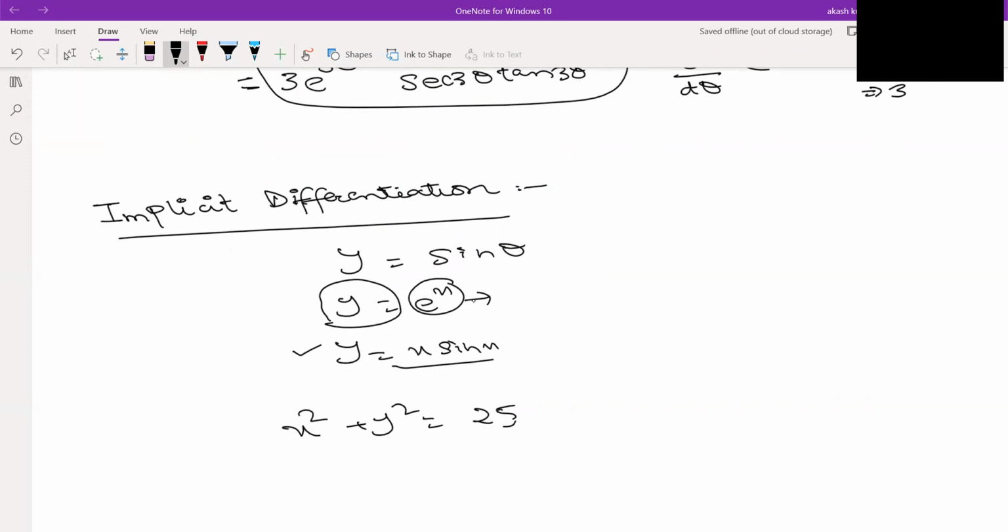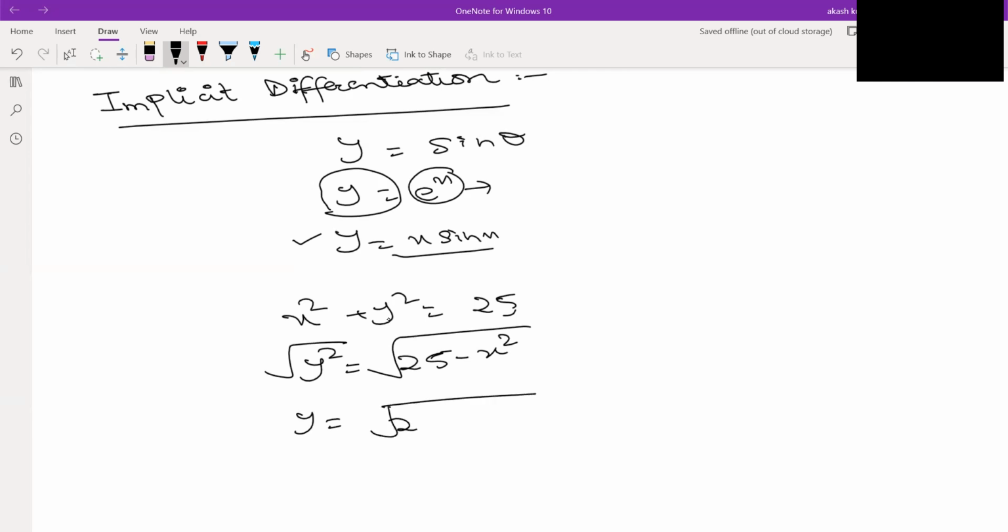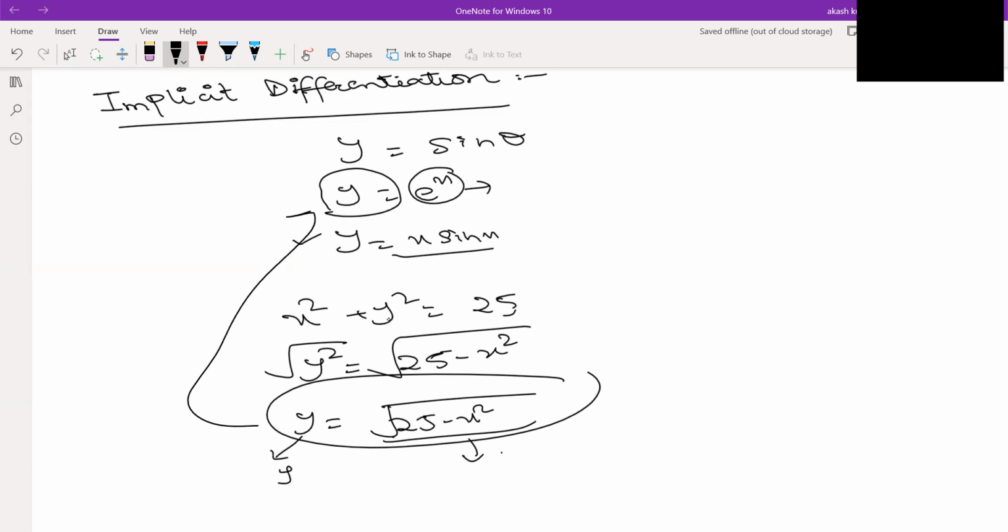It's hard for us to differentiate the function like this. We would take the y square separate, then 25 minus x square, and then take the whole square root, so y equals the square root of 25 minus x square. And now taking the derivative, because now the function is purely in terms of x on the right hand side of the equation, and on the left hand side is only y. Now our function is in this form, what we have studied so far. Is it clear?